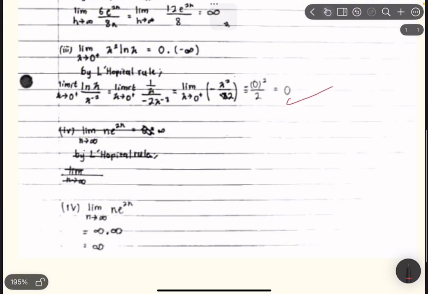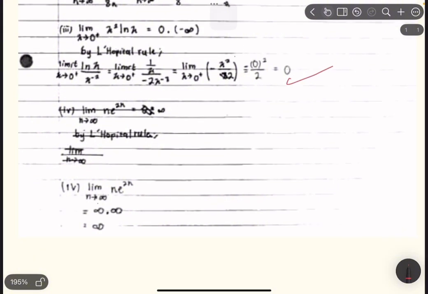So the last question, limit of this function. If we substitute infinity into this function, we will get an indeterminate form also. Even if we try to differentiate, you will get the same answer over and over again. So the answer is this. Infinity plus infinity equals infinity. So that is all for question 4.